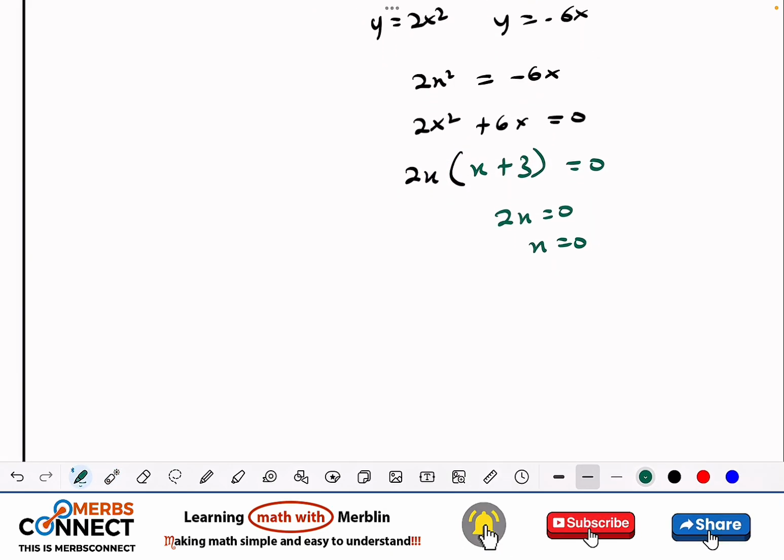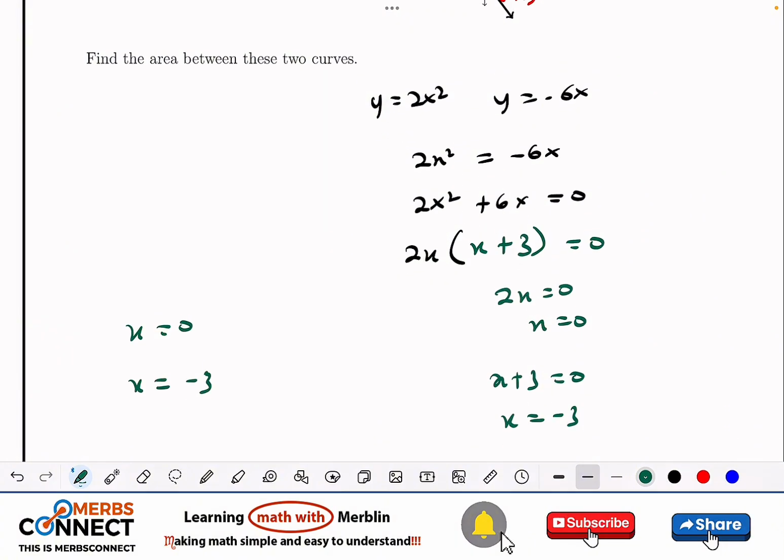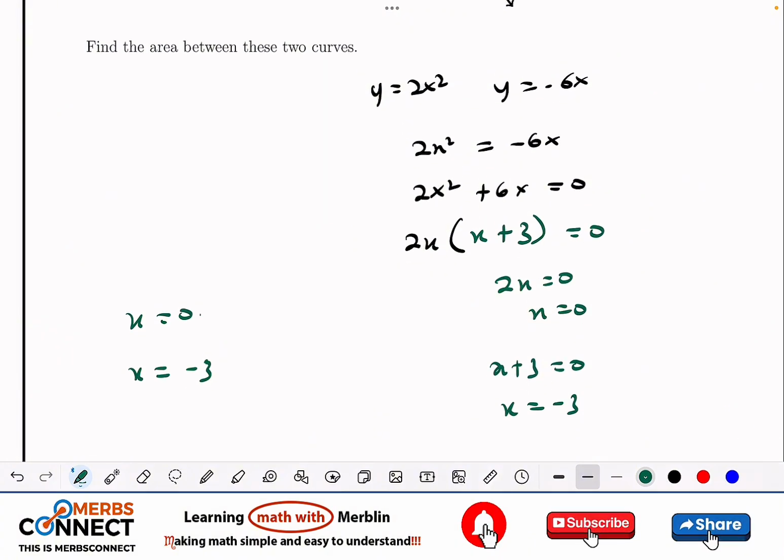Then it's also not difficult to see that x plus 3 is equal to 0 and x should be equal to minus 3. So the points that we have here are when x is equal to 0 and when x is equal to minus 3. So now let's try and figure out the points. When x is 0, what will be y? Put 0 here, this one will be 0. Put 0 here, this one too will be 0. So y will be 0. So we have one point to be 0, 0.